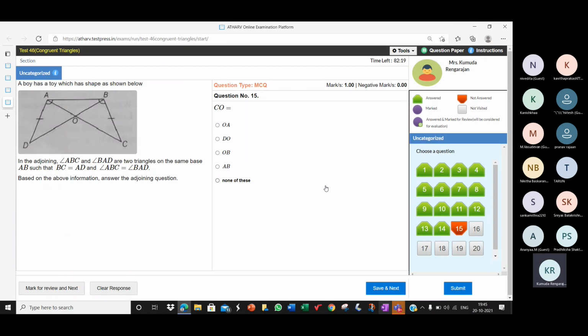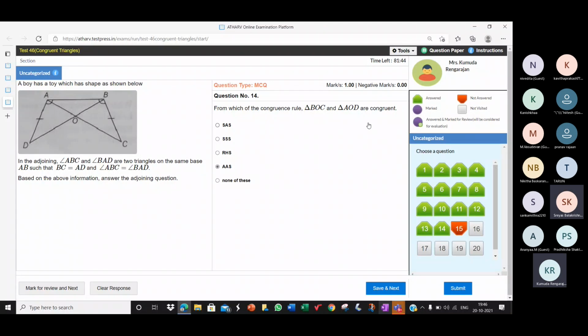CO is equal to, let's go back. Here, these two triangles are congruent. So CO will be equal to DO. Yes, Shreyas, I need to help you. You said AO. Yeah, ma'am, as O is the midpoint.